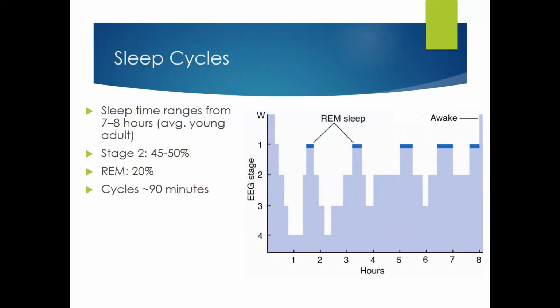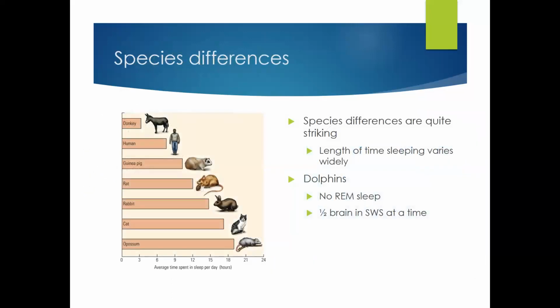If you look at a typical pattern, you might go from wake to stage 1 to 2 to 3 to 4 to 2 to REM to 2 to 3 to 4 to 3 to 2 to REM. And as the night progresses, you spend more and more of that 90-minute cycle in REM sleep, as you see in the progression of the dark blue on top. But again, we're going to go into much more detail. This is just to introduce you to the complexity of sleep.